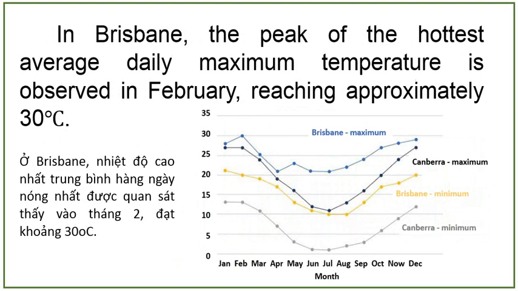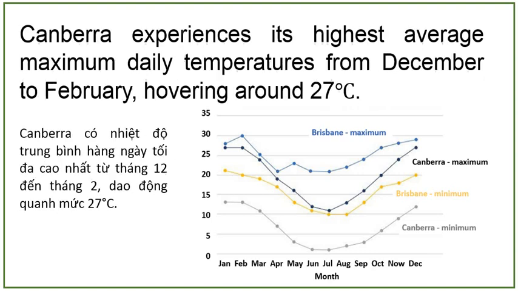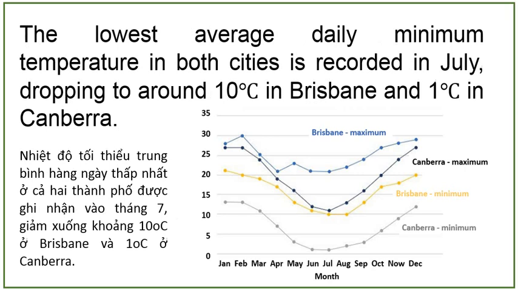In Brisbane, the peak of the hottest average daily maximum temperature is observed in February, reaching approximately 30 degrees Celsius. Canberra experiences its highest average maximum daily temperatures from December to February, hovering around 27 degrees Celsius. The lowest average daily minimum temperature in both cities is recorded in July, dropping to around 10 degrees Celsius in Brisbane and 1 degree Celsius in Canberra.